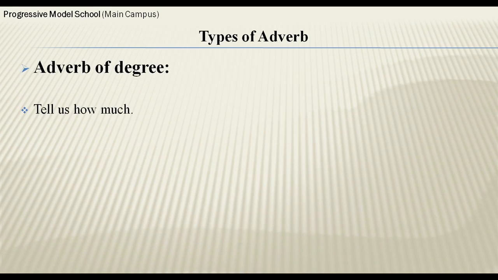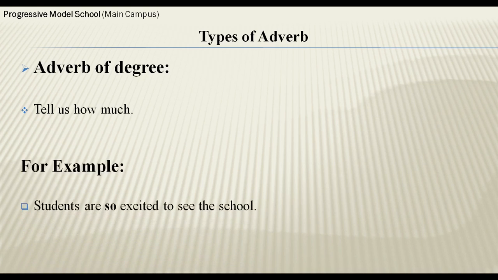Adverb of degree explains the level of intensity of a verb, an adjective, or another adverb. It answers the questions how much or what extent. For example, students are so excited to see the school. To what extent are the students excited to see the school? So excited.